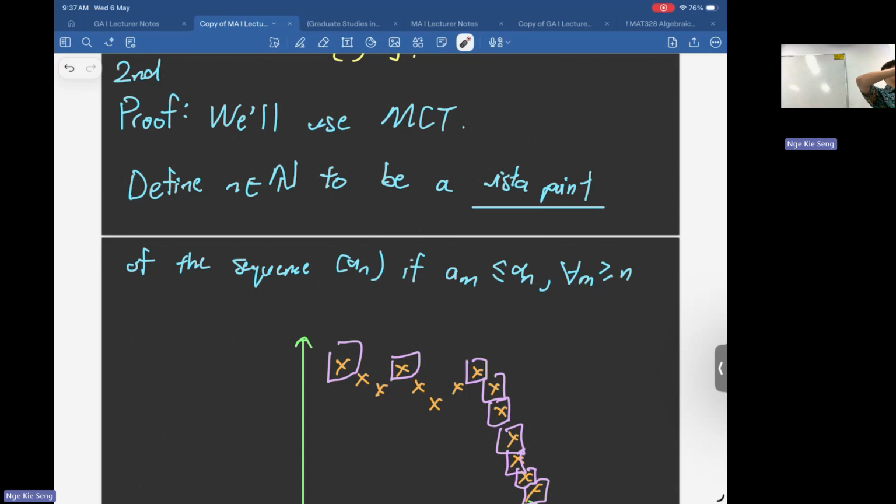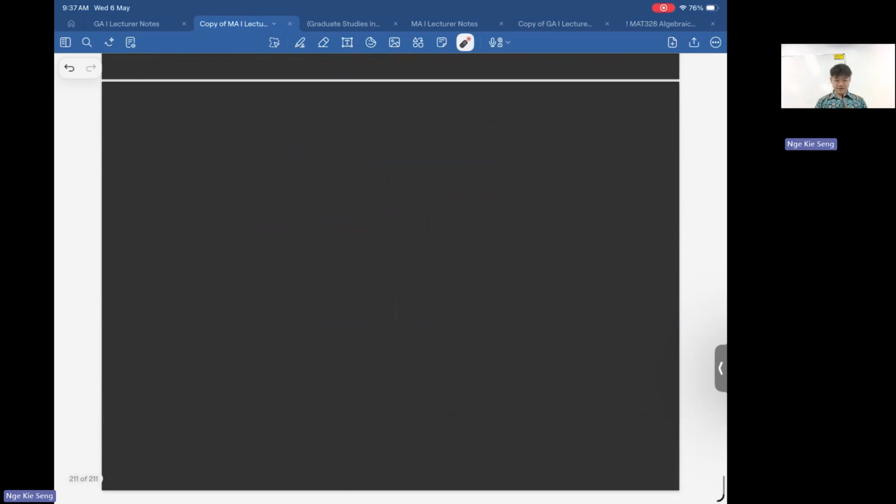So you can pick a subsequence that's non-decreasing, for example, or increasing, if it's bounded above. So by the monotone convergence theorem, the limit exists. So the idea is like that. I guess the full proof is inside the notes. Actually, I did one in my notes.